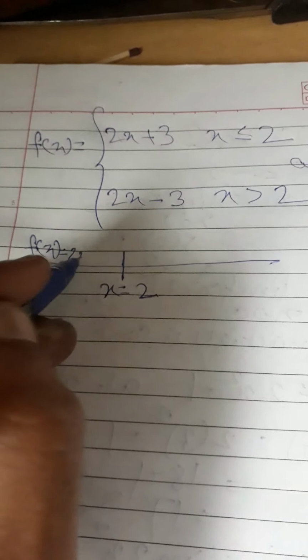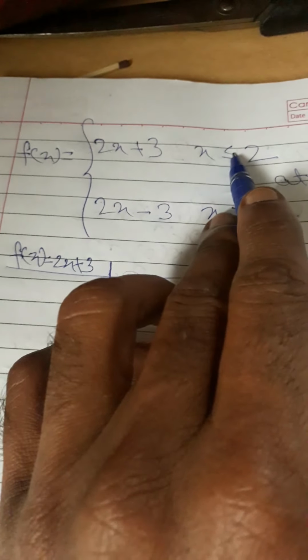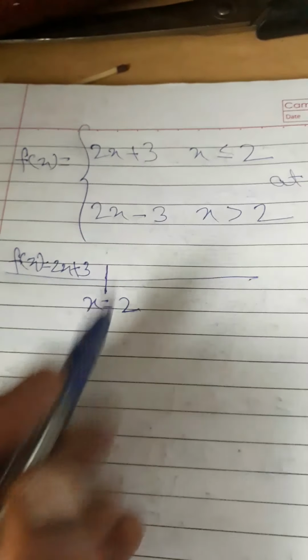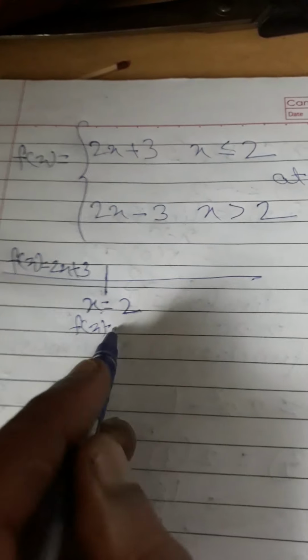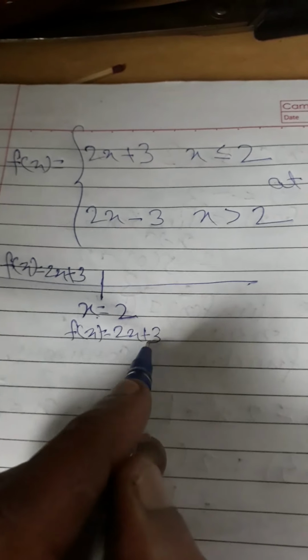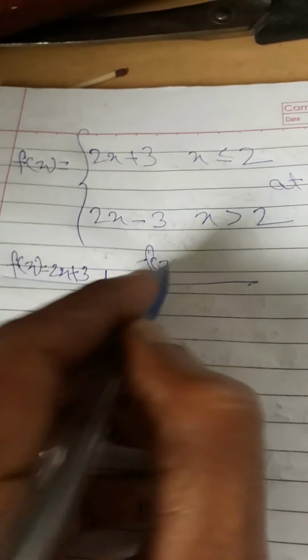So it is 2x plus 3 at x equal to 2 because it is less than or equal to 2. So at x equal to 2, the function is defined by f of x equal to 2x plus 3. And for the values greater than 2, the function is defined by f of x equal to 2x minus 3. So this function I have shown graphically here. At the point x equal to 2, you are going to consider.